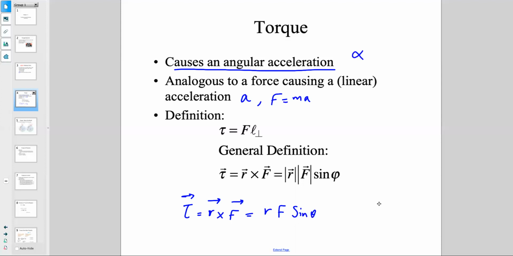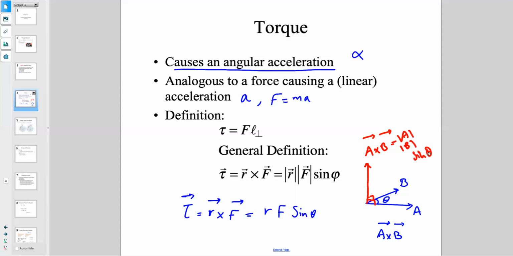If you remember, we had two vectors, for example, vector A and vector B. If you make a cross product out of these two vectors, A cross B, and let's say this is theta, then the cross product of these two vectors will always be perpendicular to both vectors. So it is perpendicular to B, it is perpendicular to A, and its magnitude is A B sine of the angle between them.